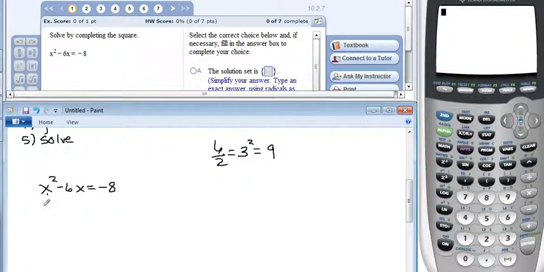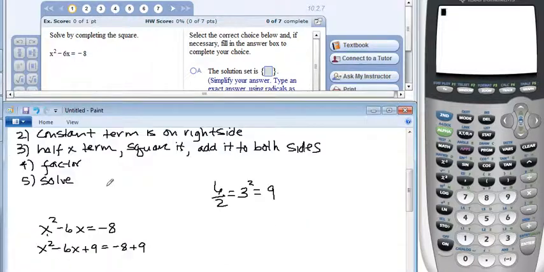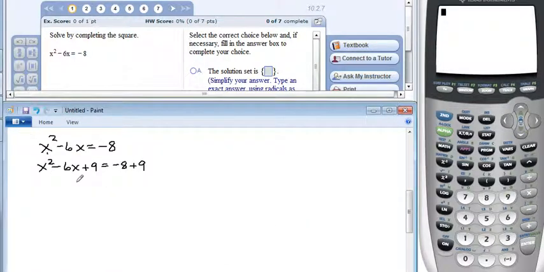Okay? So I'm going to say I've got this plus 9 equals negative 8 plus 9. Whatever I do to one side, I do to the other side. Okay? Now what have I done? I have forced this side to be what? A perfect square trinomial. What's half of 6? 3. 3 squared is 9. Okay, remember back up in here, that's what my perfect square trinomial was always? It always factors to that. So what I'm doing is I'm forcing it to be something that's useful for myself.